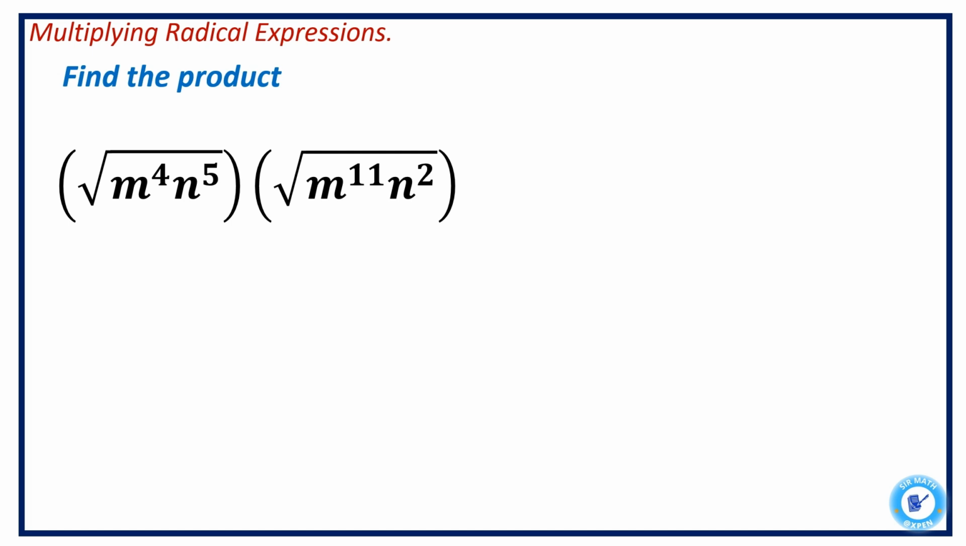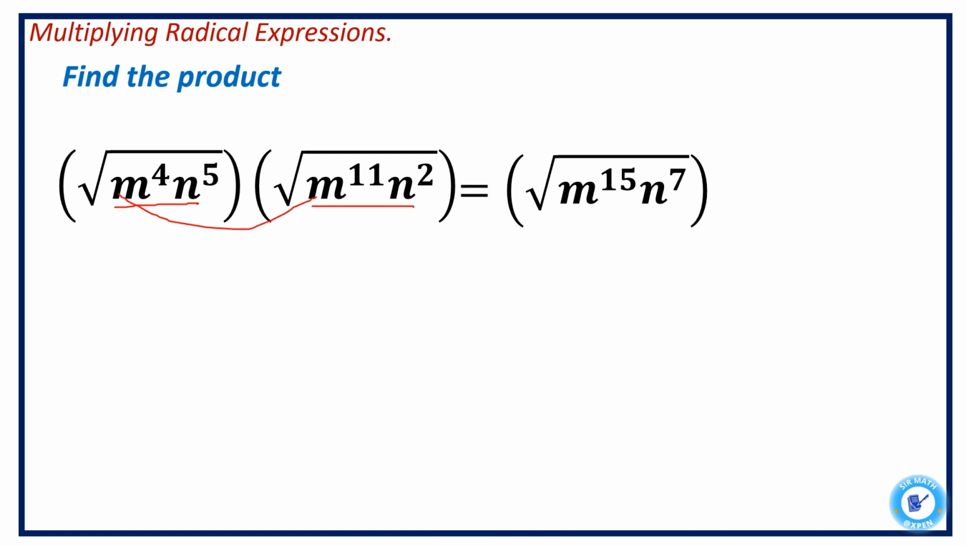At this time, we're going to find the product of the square root of m to the fourth power n to the fifth power, and m to the 11th power n squared. Step number 1 is to multiply the radicands. So, that's simply m times m, that's equal to m. Then, add their exponents, that's 4 plus 11, that's equal to 15. And n times n, that's also equal to n. You have to add 5 and 2, and that's equal to 7.